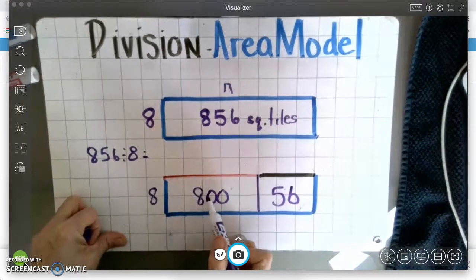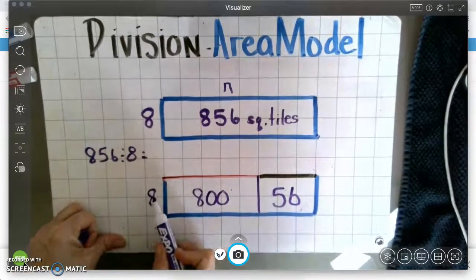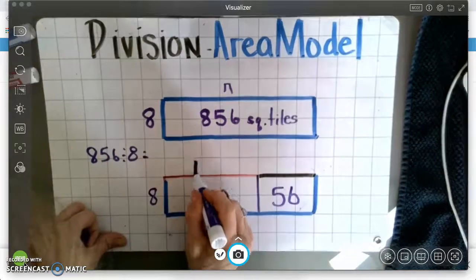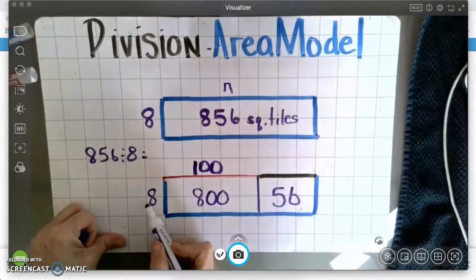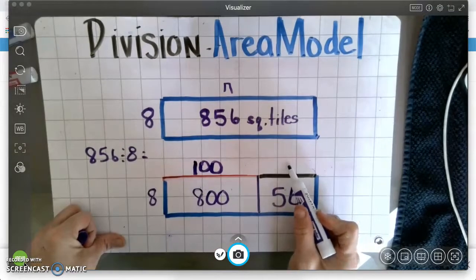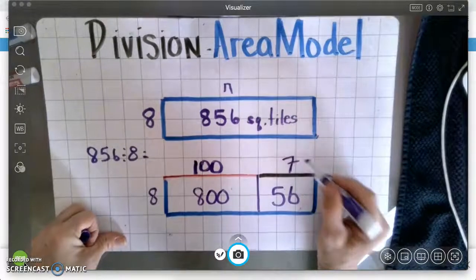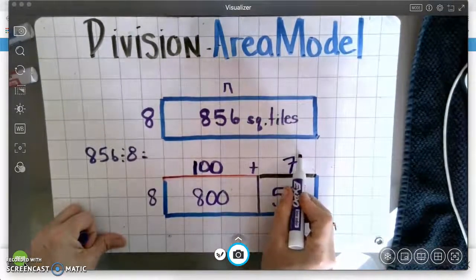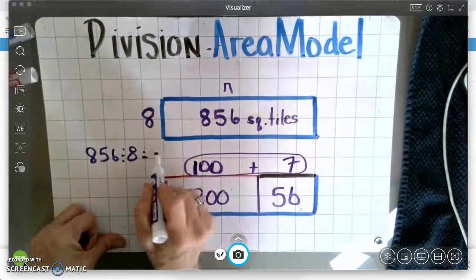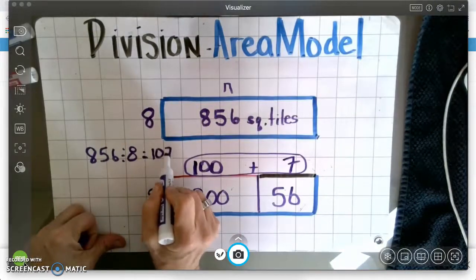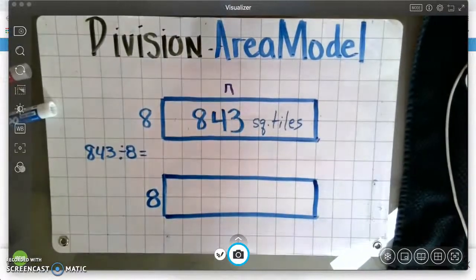So 800 divided by 8, or what times 8 is 800? And 56 divided by 8 is what? Or what times 8 is 56? So my answer for the length is going to be 100 plus 7. There you go.